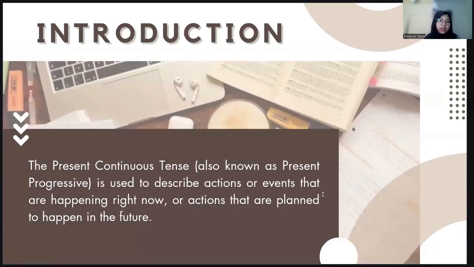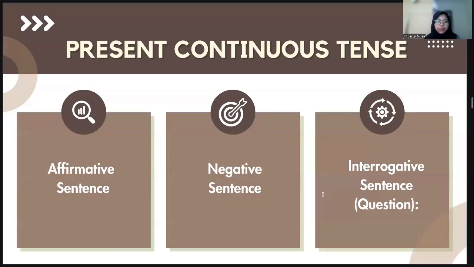Maybe we move to the present continuous tense. For introduction, the present continuous tense, also known as present progressive, is used to describe action or event that are happening right now or action that are planned to happen in the future. The keyword is happening right now and planned to happen in the future.